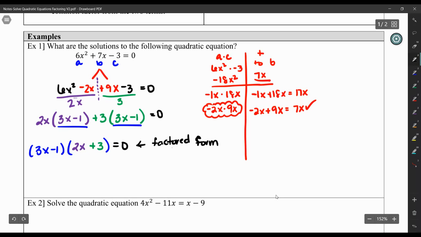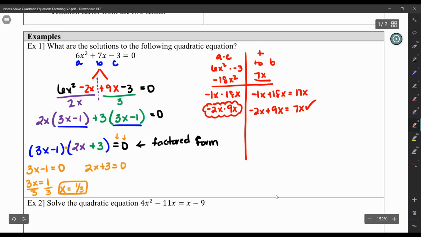We still need to get x by itself, but if you notice, now we have two items multiplied together equaling 0. So now we can use that zero product property. And the zero product property says that I can take 3x minus 1 and set it equal to 0, and I can take 2x plus 3 and set it equal to 0. Now we can actually solve these for x. Simply add 1 to both sides here, so we get 3x equals 1. Divide out the 3, and the first solution we have is x equals 1/3.